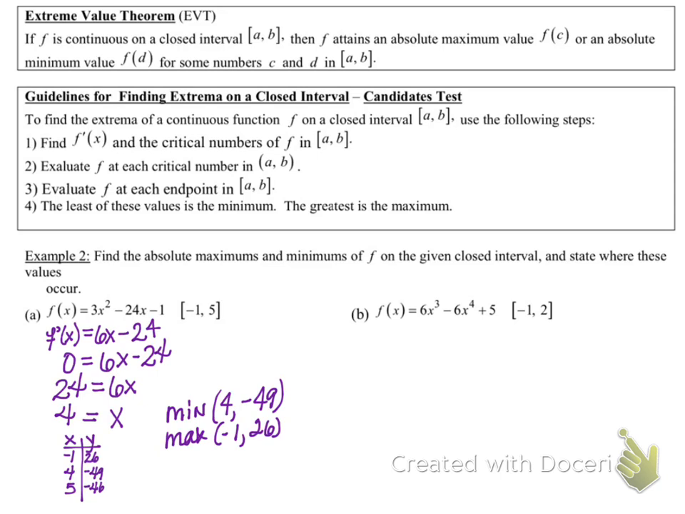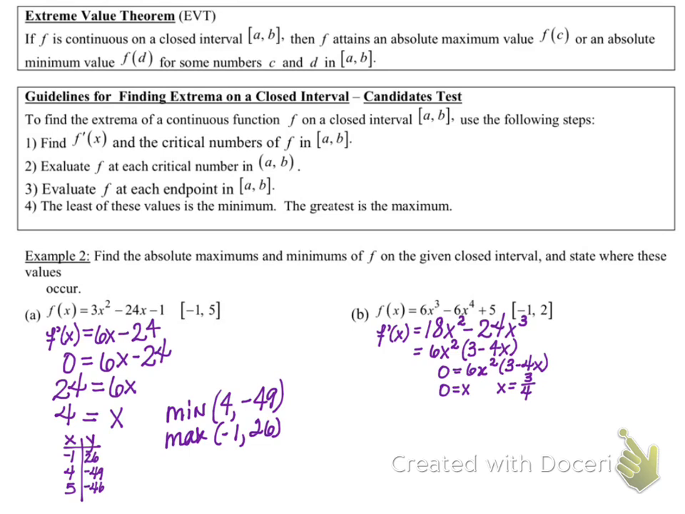Now we are going to find the absolute minimum and the absolute maximum for f of x equal to 6x cubed minus 6x to the 4th plus 5. So our first job is to find the first derivative and set that first derivative equal to 0 and solve for x. And we solve and we see we have critical values at 0 and 3/4.